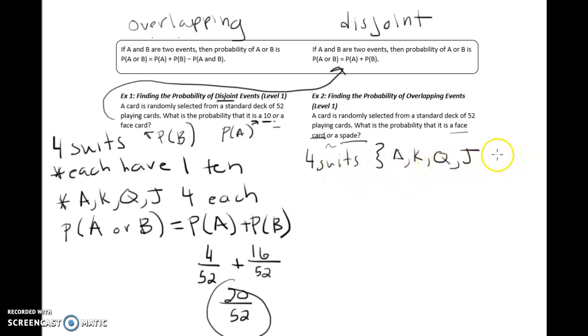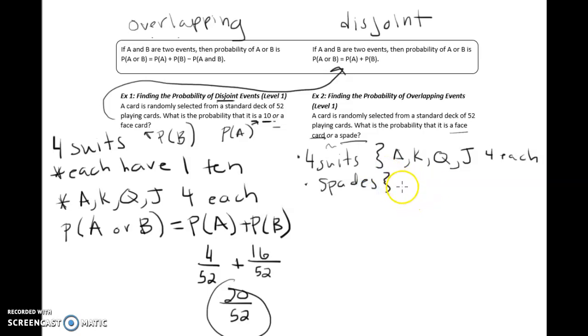Sorry, I didn't mean to write suits. I meant to write 4 each. Okay, so we know that for face cards, like the last problem, we would have 16 of them. And then spades. How many spades do we have? Well, so there's our first, here's our second thing. For spades, you might know that it's 13.